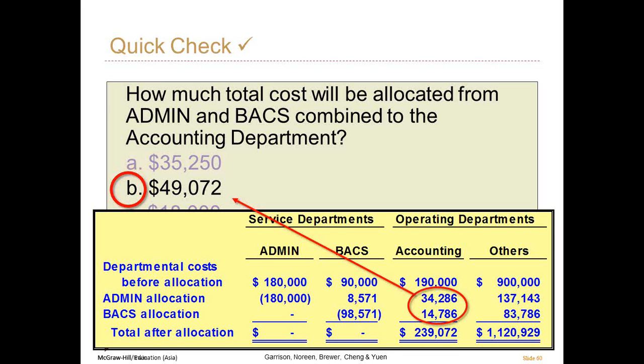Now we can allocate BACs cost to accounting. For BACs, the allocation percentage of 15% is found by dividing 18 computers by 120 computers. Next, we multiply the allocation percentage times the service department cost. To allocate BACs cost to accounting, we multiply 15% times 98,571 and get 14,786. The total amount allocated to accounting is $49,072.